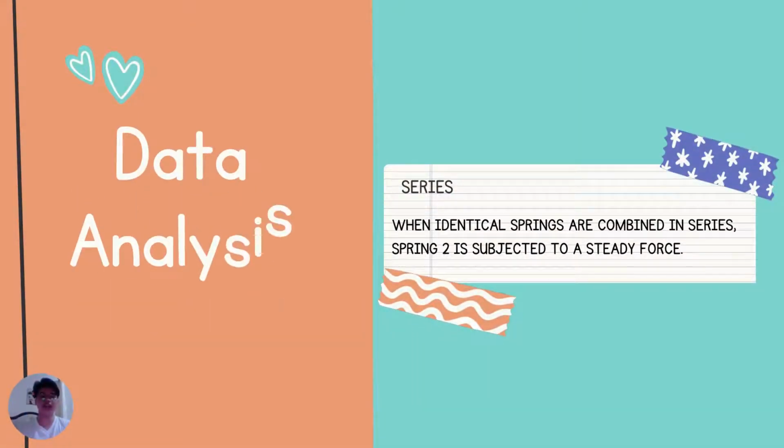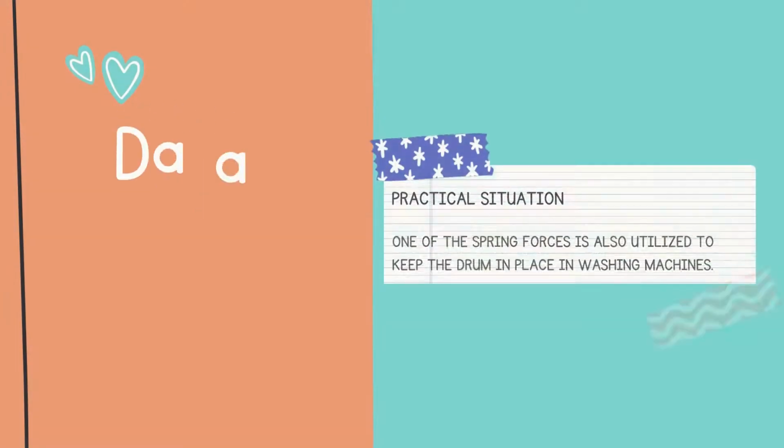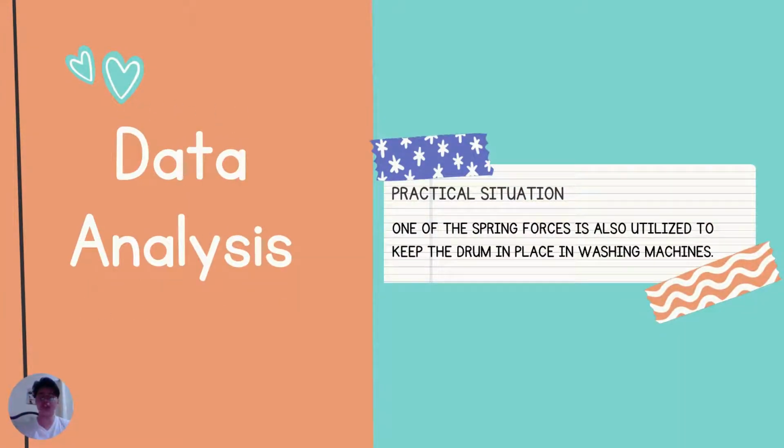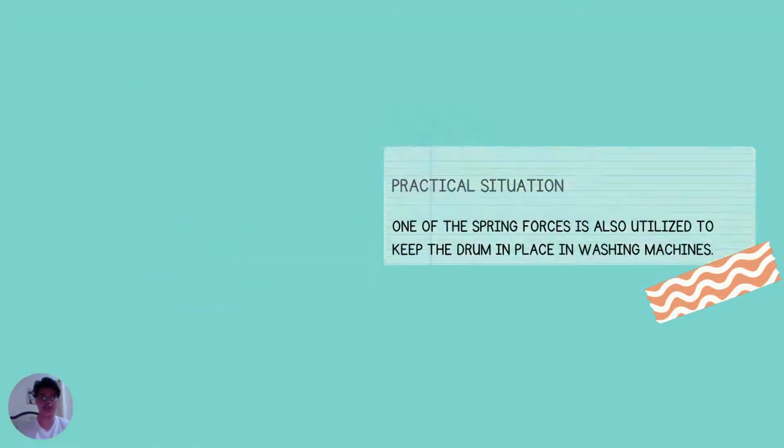For the series spring, when identical springs are combined in series, spring 2 is subjected to a steady force. As a result, the springs are lengthened, and the overall length of the combination equals each spring's length. In a practical situation, one of the spring forces is also utilized to keep the drum in place in a washing machine. The drum rotates at a faster pace when the engine is spinning, and the spring's job is to keep the machine or the drum in place at this point.